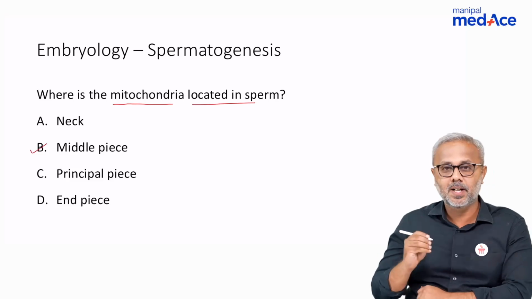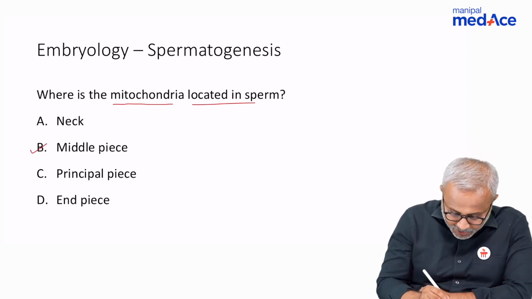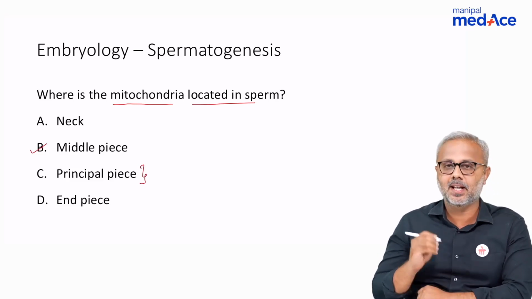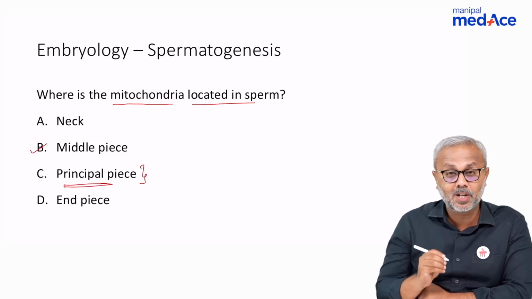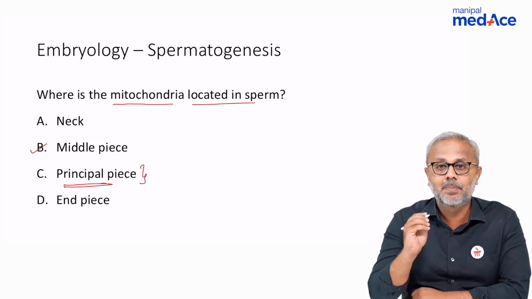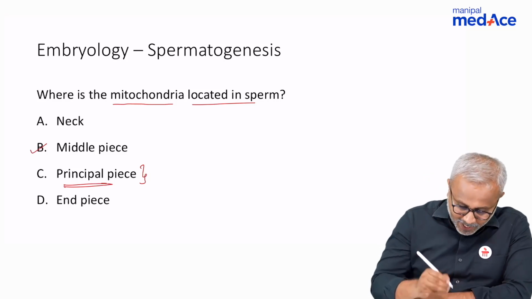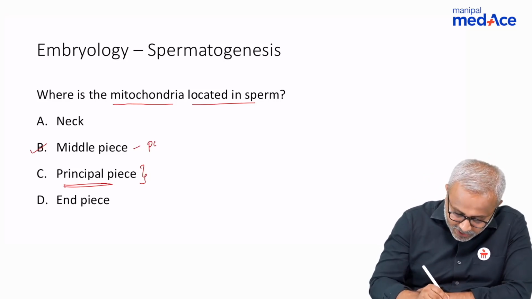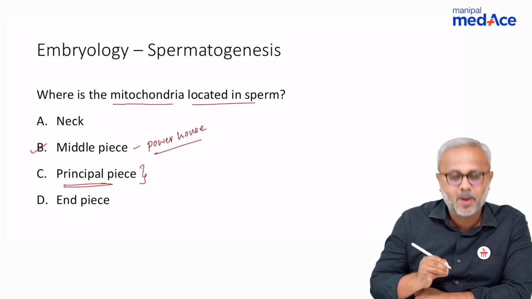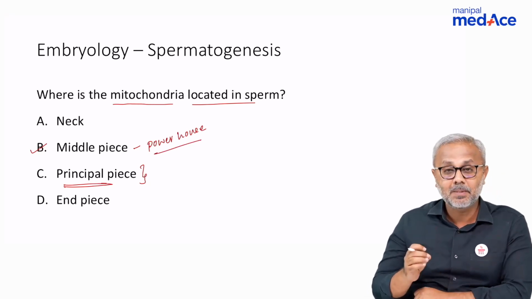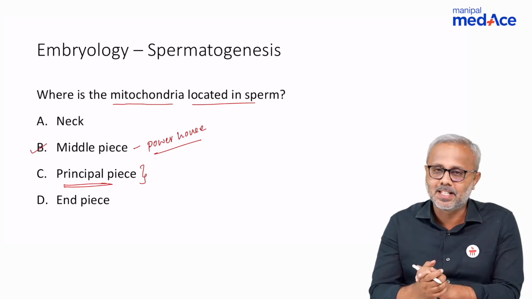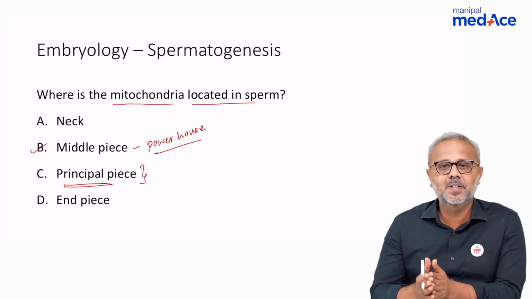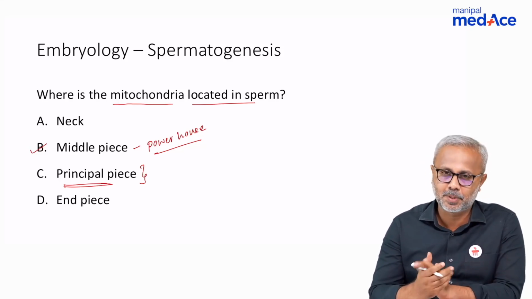So most of us would have been tempted to attempt the principal piece as the correct option because of the name itself, right? Even though it's called the principal piece, its major function is motility, whereas the middle piece is the powerhouse of the spermatozoa. And how can it become the powerhouse? Because of the plenty of mitochondria located inside it. So this was the first question asked from spermatogenesis.